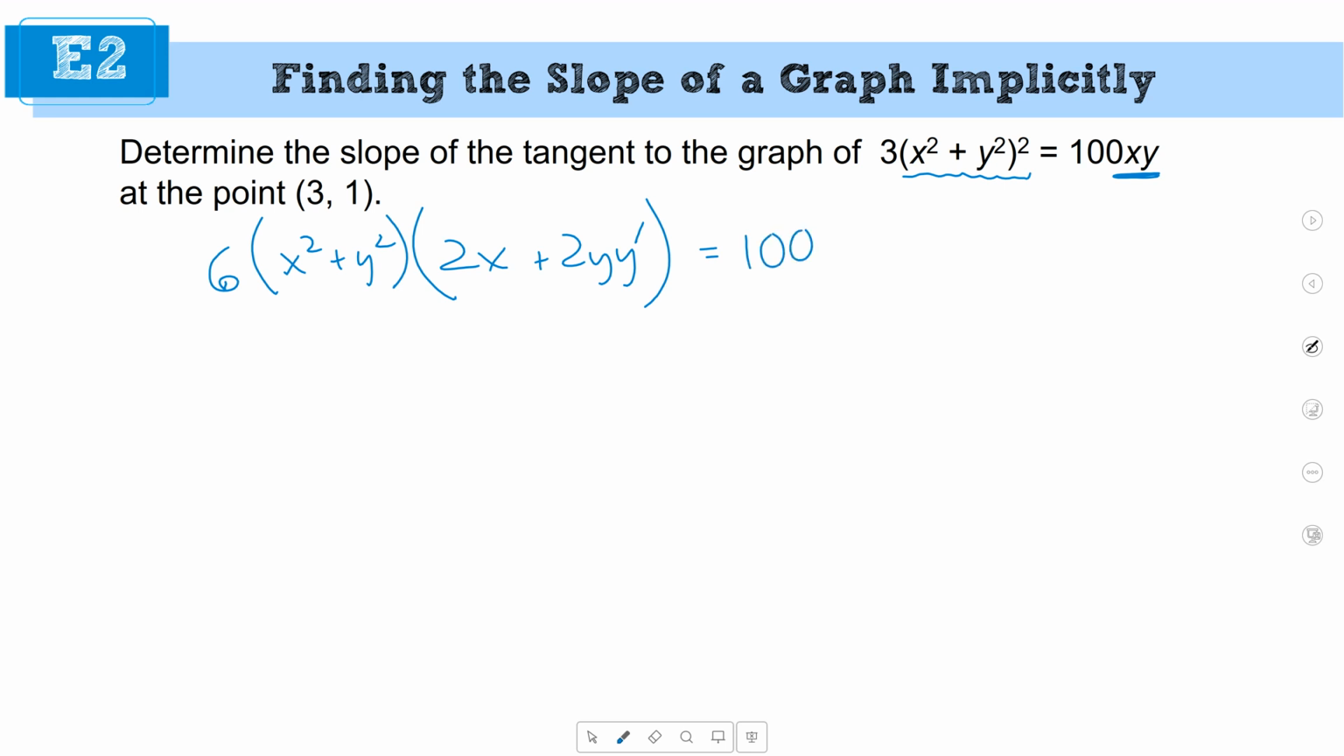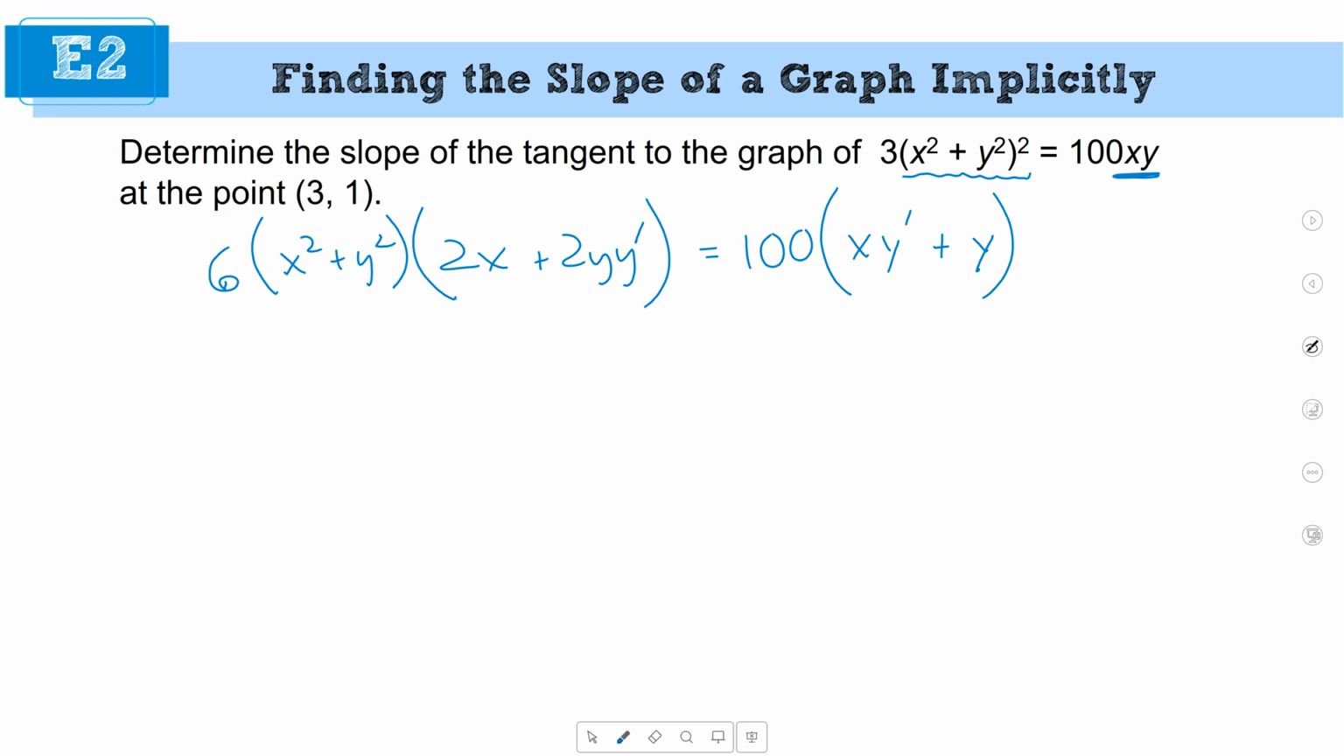Equals, the 100 doesn't matter, I'm just going to put it there to stay out of the way. Throw in some parentheses. The first times the derivative of the second. Derivative of y would be 1. I took the derivative of a y, so I take a y prime, plus the derivative of the first, which is 1, times the second, which is y. Okay, take a second to let that percolate, if you will.